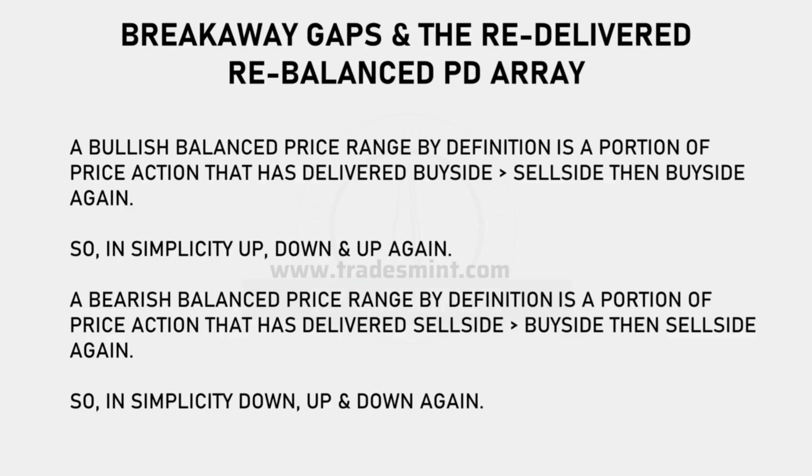So a bullish balanced price range by definition is a portion of price action that has delivered buy side, sell side, and then buy side once again. So in simplicity, up, down, and then up again. Inversely, a bearish balanced price range by definition is a portion of price action that has delivered sell side, buy side, and then sell side again. So in simplicity, down, up, and then down again.